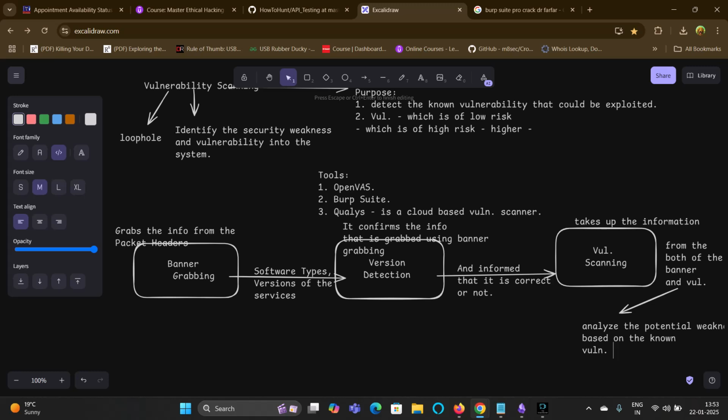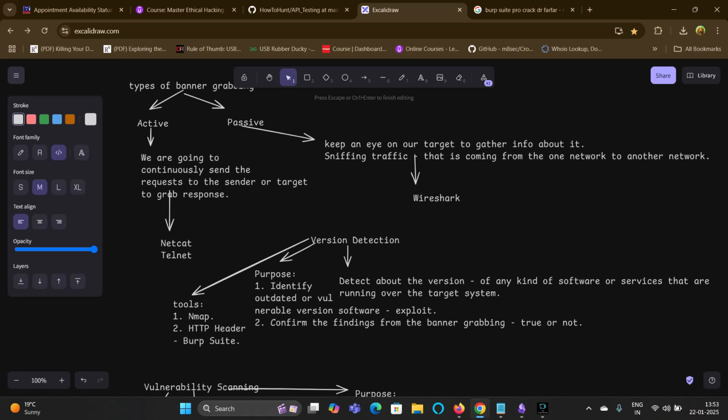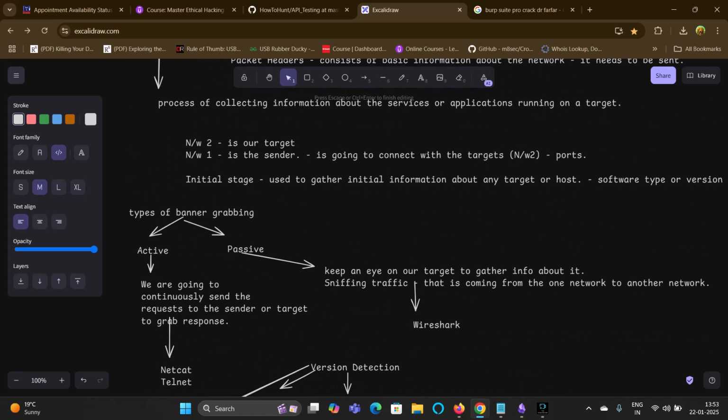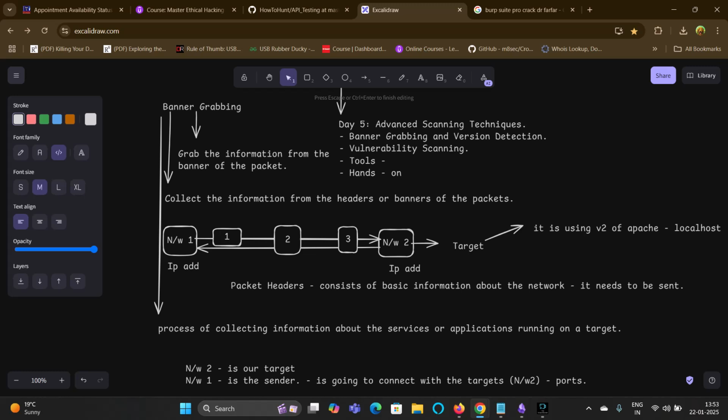So I guess the topic is pretty clear, guys, and I have made it clear in an easier way. The topics that we have discussed are banner grabbing, version detection, vulnerability scanning, and tools, and also the relation between banner grabbing, version detection, and vulnerability scanning.